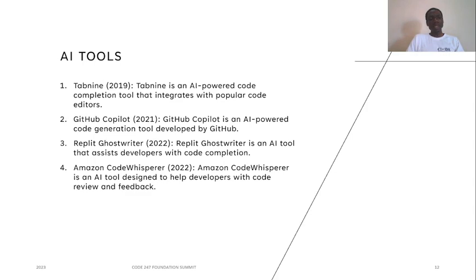So the next one is GitHub Copilot. GitHub Copilot came up earlier than last year. It was introduced in 2021, and it is also an interesting AI-powered code generation tool. It can help you generate code. Once you write a function name, it can tell you what the body of that code is, what the other lines of code would be, and it's really exciting to use. It makes the work so much easier. And then we have others like Replit Ghostwriter, and then we have Amazon CodeWhisperer.